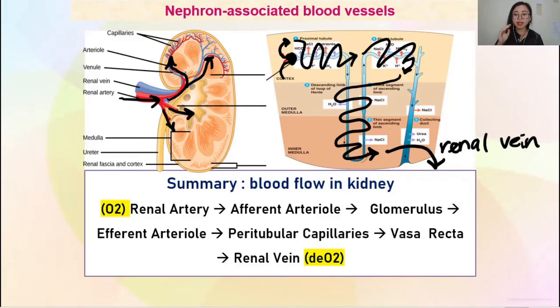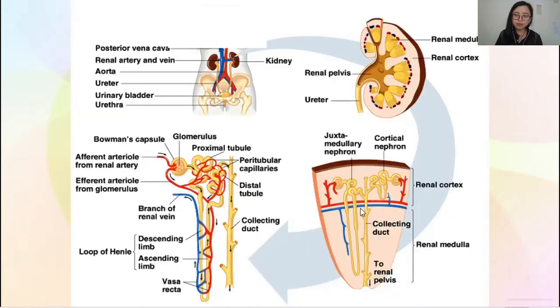Sambil darah ini bergerak dan difilter, okay, sambil dia bergerak dalam buah pinggang dan dia buang dia punya bahan-bahan buangan, darah juga akan bekalkan oksigen kepada tisu-tisu di sekeliling. As the blood moves through the nephrons, through the kidneys, it's going to be filtered, and it's also going to supply the kidneys with oxygen. That's why dia start dengan oxygenated, ada O2. Bila dia keluar daripada renal vein, dia sudah deoxygenated. Okay, so that's pretty much it.